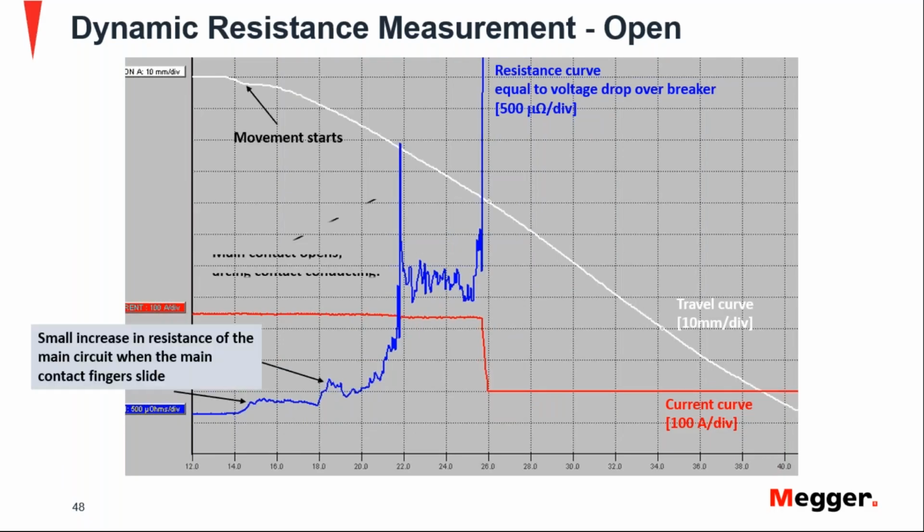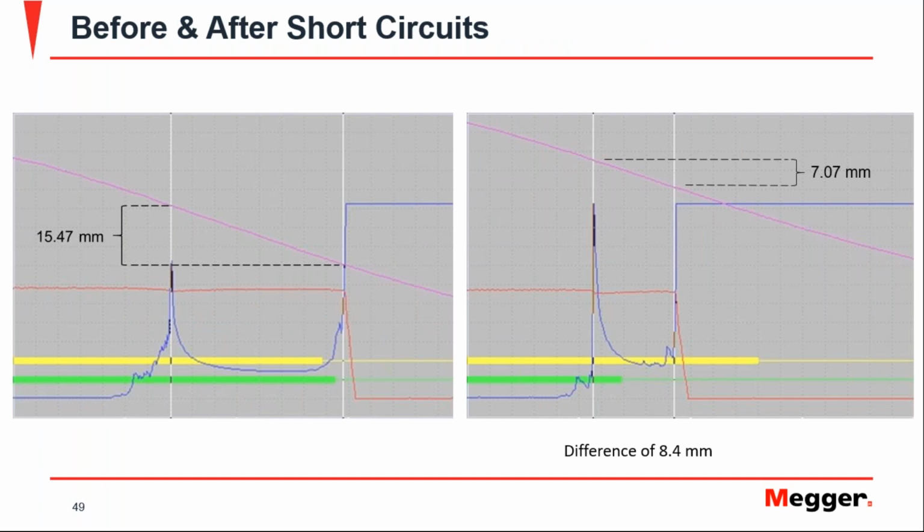You can see here that the breaker was measured when it was in new condition, and the length is 15.47 millimeters. Then after some operations with short circuits, the length is 7.07 millimeters. So a difference of 8.4 millimeters.